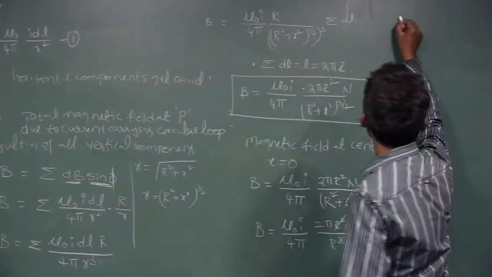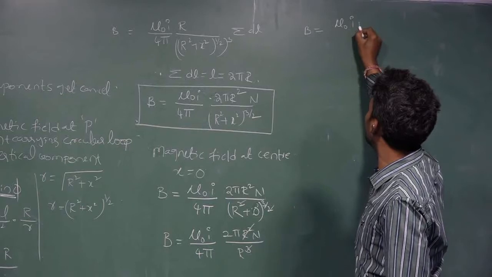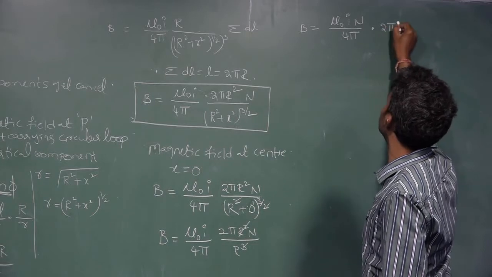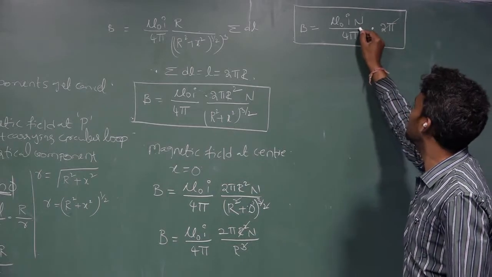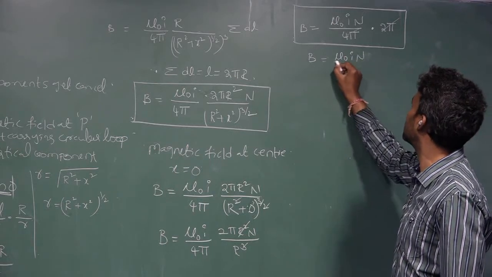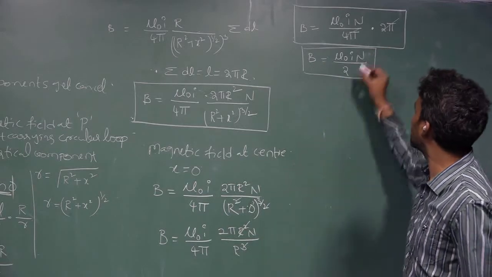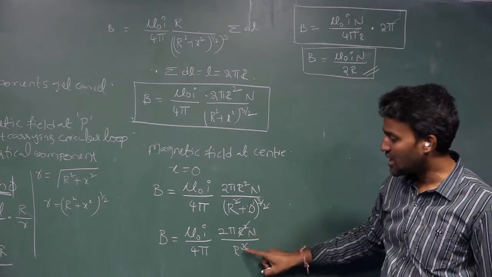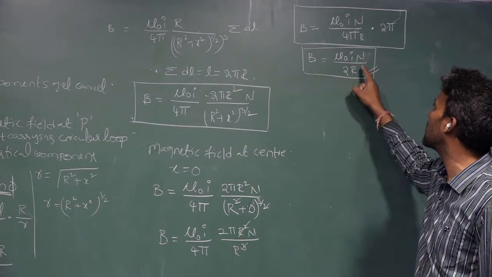And what is the final equation? B is equal to mu naught I into capital N divided by 4 pi into 2 pi, isn't it? This is at the center. At the center means if you cancel this equation, B is equal to mu naught I into N divided by 2, and here r cube is there, r square cancelled, remaining r is there, so that is 2r. So B is equal to mu naught I into N divided by 2r.